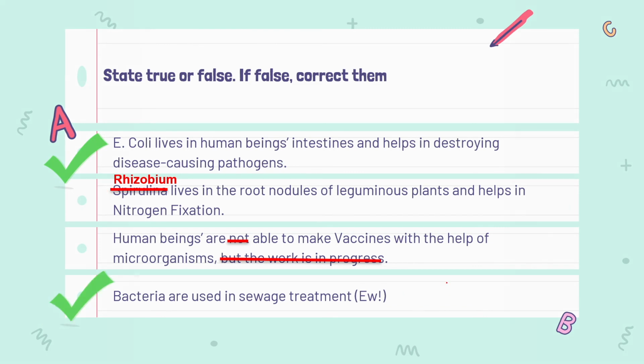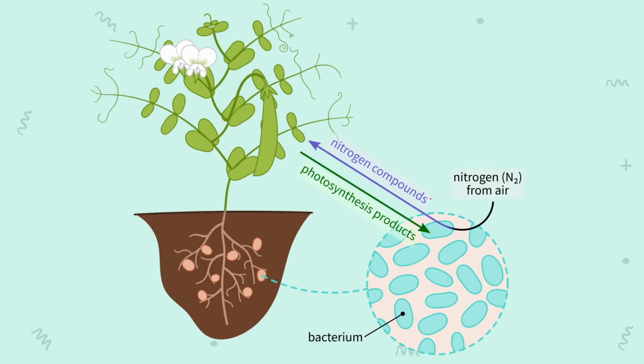Now let's see. This is the page where I'm going to explain what Rhizobium is and what that statement was about. A leguminous plant is like a pea plant, a pulse plant. In the roots there are nodules. These are nodules in which a bacterium called Rhizobium lives, which helps in fixing nitrogen.